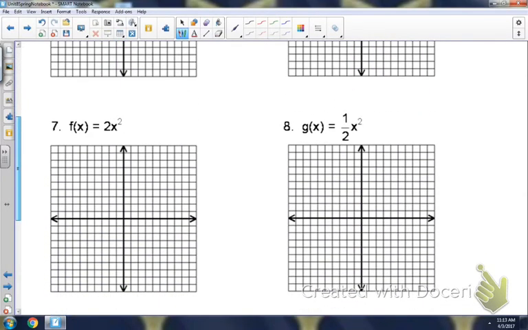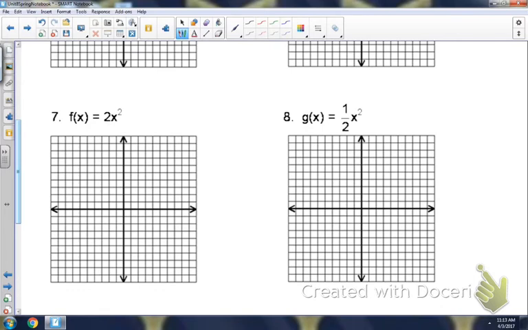Okay, so number 7, notice that we don't have anything that we're adding or subtracting, but we do change our a, which is the coefficient of x squared. Notice that a is 2, your coefficient. So if a is greater than 1, you're going to have a stretch by whatever that coefficient is, so stretch by 2. My vertex will not change if we don't have a plus or a minus sign. So my vertex is going to stay at the origin because we're not shifting it.